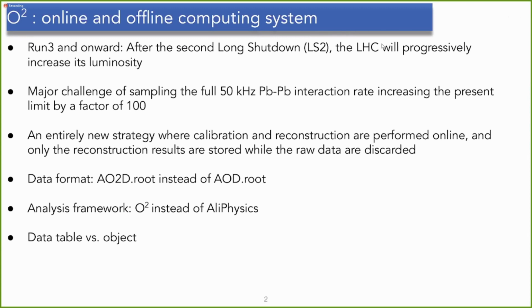And the main difference between these analysis frameworks is that in the AliPhysics framework, we generally deal with ROOT objects. When you do some analysis, when you call some track or event, those are ROOT objects. But in O2, we will deal with another format that is called a data table. That means we will store our information in tables, in the format of columns, and from there we will access our information.